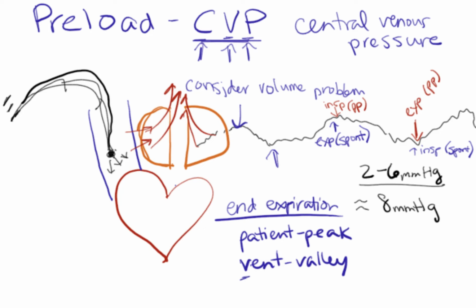So if someone's vented, you measure at the valley. So right here, they're vented, and you're measuring it end expiration at the valley. Here, patient peak, someone's spontaneously breathing. So this is the patient breathing, and you're going to measure it at the peak. So really briefly, I'd like to tie all these concepts together so you can look at CVP and know how it affects preload, and then how that affects blood pressure.